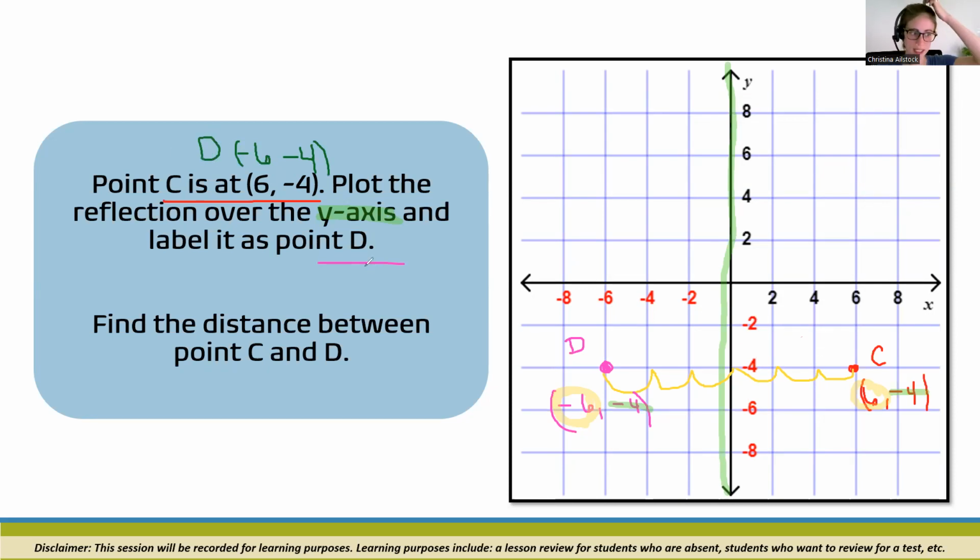Now that we've done that, let's find our distance. Well, if we do the counting method, that's kind of already done here for us. We're 1, 2, 3, 4, 5, 6 spaces away. However, my graph counted by twos. So I better recount that and make sure I count by twos because this graph isn't going by ones. So we're 2, 4, 6, 8, 10, 12 spaces away.